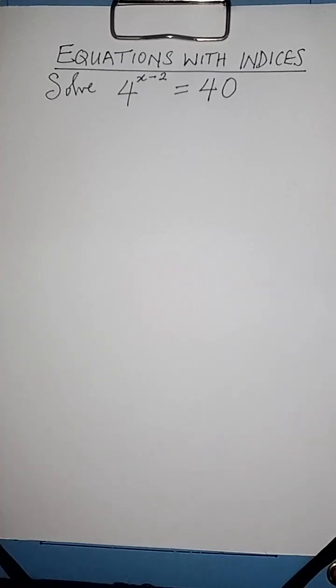This is one question that will pose a challenge to many students and even teachers who teach mathematics. Now, this is equations involving indices. We are asked to solve 4 raised to power x minus 2 equal to 40. What is an easy step to solving this question?